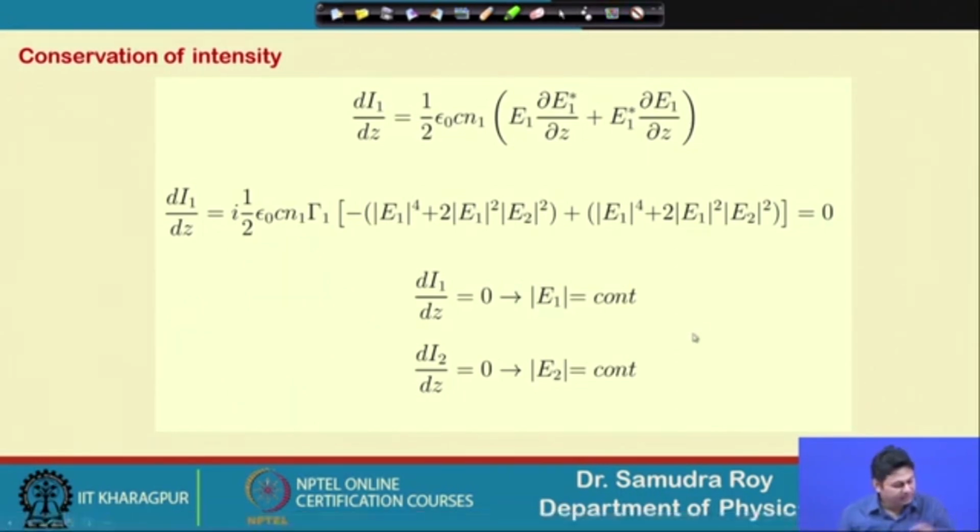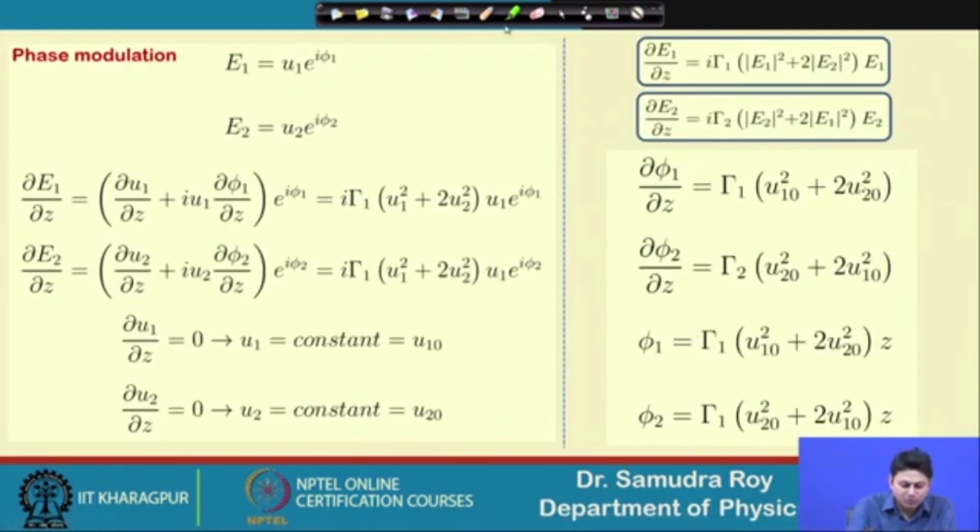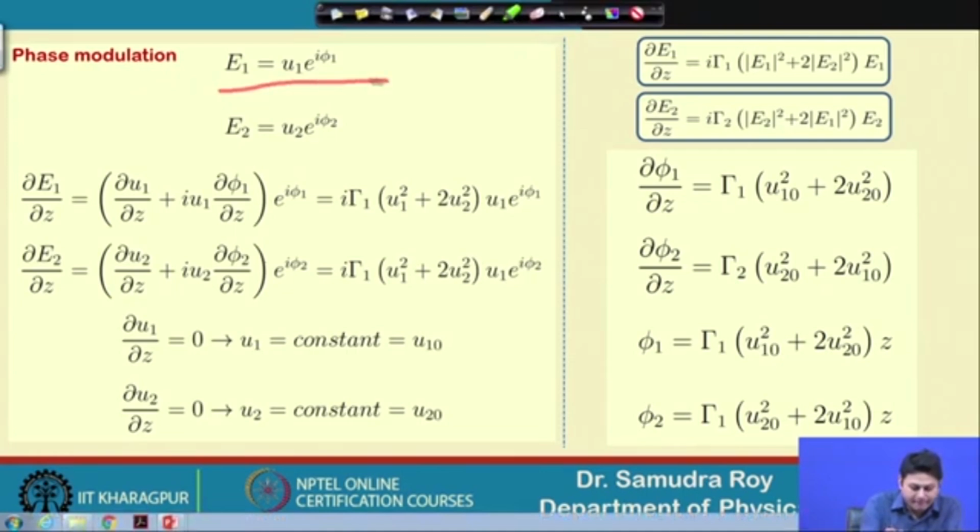Well, once we divide the complex amplitude into two parts, real amplitude and the phase part, we are supposed to have two equations in our hand when we apply these two electric fields to our coupled equation. So, on the right hand side, if you look in the boxes, we have our equations. These are the coupled equations we derived. dE1/dz is equal to i gamma 1 times mod of E1 square plus 2 mod of E2 square, multiplied by E1. This is our equation.